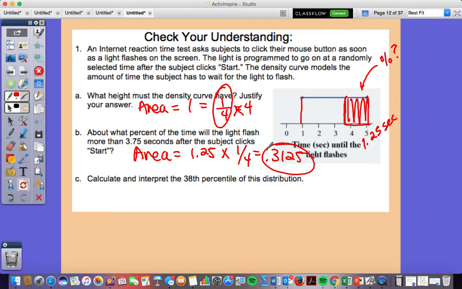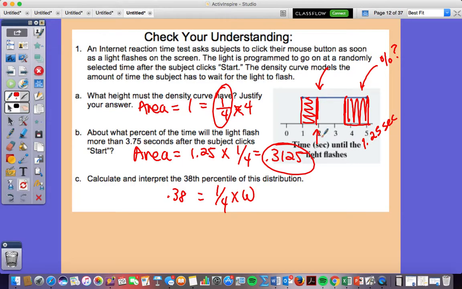And then to calculate the 38th percentile is a little different, right? The 38th percentile, maybe somewhere in here, right? Well, if the total area is all 1, then what I could do is find the 38th percentile by working backwards. So 1/4 times my width here would equal 0.38. Now, 0.38 would be somewhere in here, right? The 38th percentile, or 38% of the data falls to the left of that value.